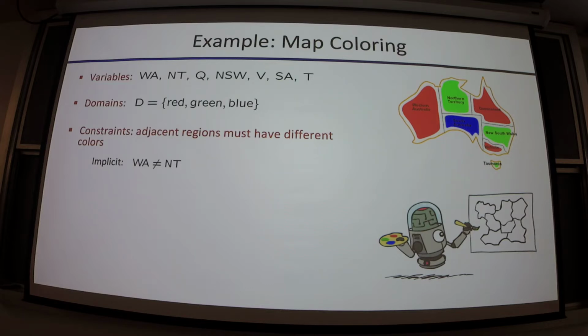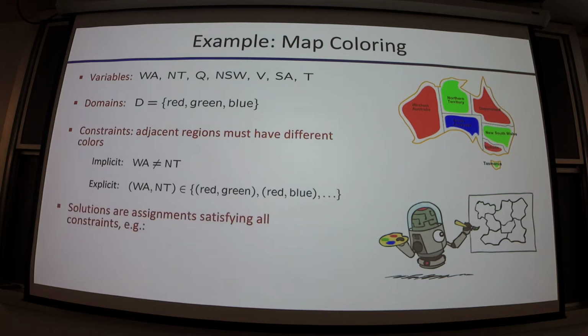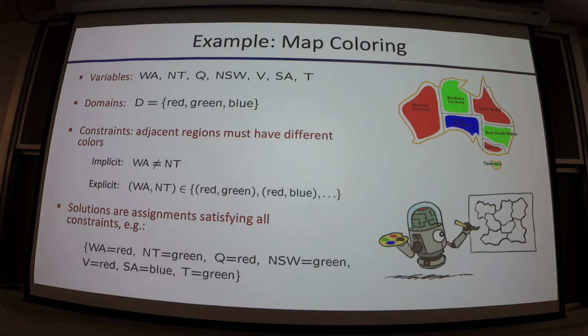This is implicit. By contrast, an explicit value would say, for the tuple WA, NT, these are the valid assignments, explicitly. It must come from this set, right? That is explicit, the other is implicit. You see the difference? Okay, cool. All right, and so then the solutions are assignments that satisfy all of the constraints. For example, the coloring that we have here, right? But not everything is map coloring, so let's look at another example.